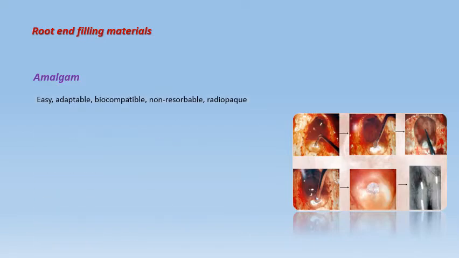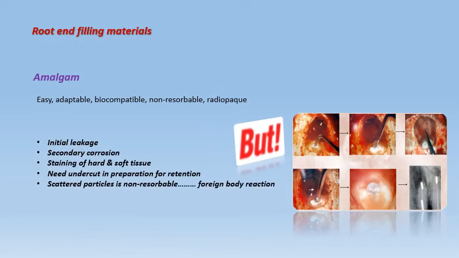First of all, the amalgam. It was easy, adaptable, biocompatible, non-resorbable, and radio-opaque. But unfortunately, amalgam shows initial leakage and secondary corrosion. It causes some staining of hard and soft tissue because of this corrosion.